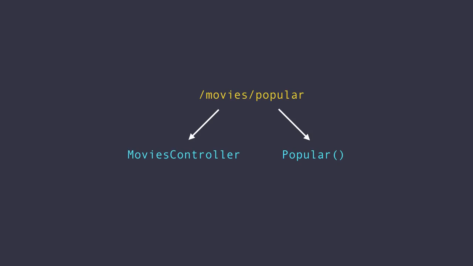popular in movies controller. Or as another example, if we send a request to /movies/edit/1, ASP.NET Runtime will call the edit action of the movies controller and will pass 1 as the ID to this action.